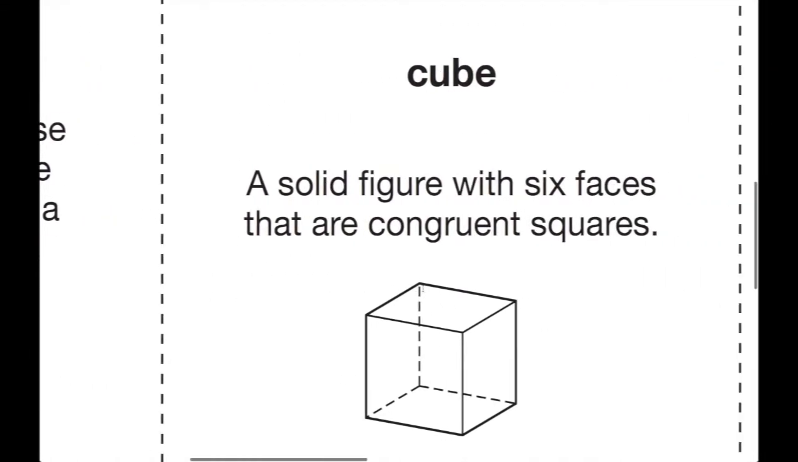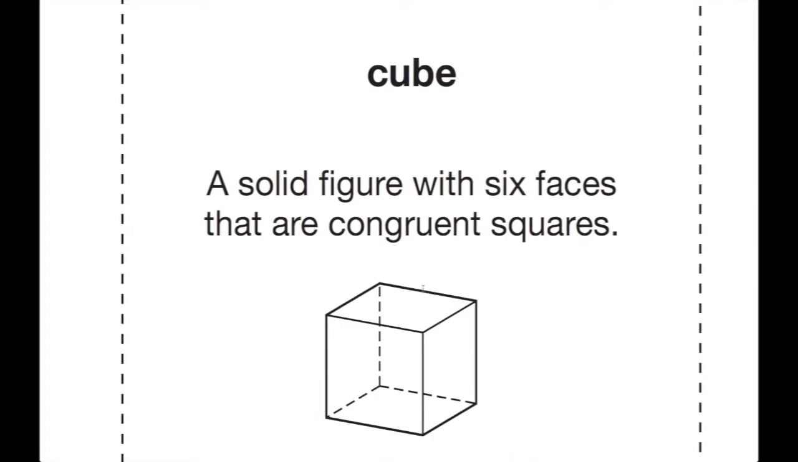Next up, we have a cube. A cube is a solid figure with 6 faces that are congruent squares. Keyword here is congruent. Congruent means same size, same shape. Remember that. Same size, same shape, congruent. So, a cube is a solid figure with 6 faces that are congruent squares. You can see that they're all congruent. Cubo.